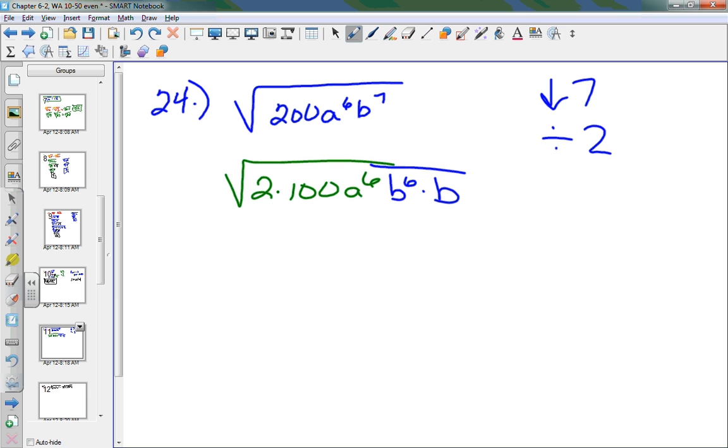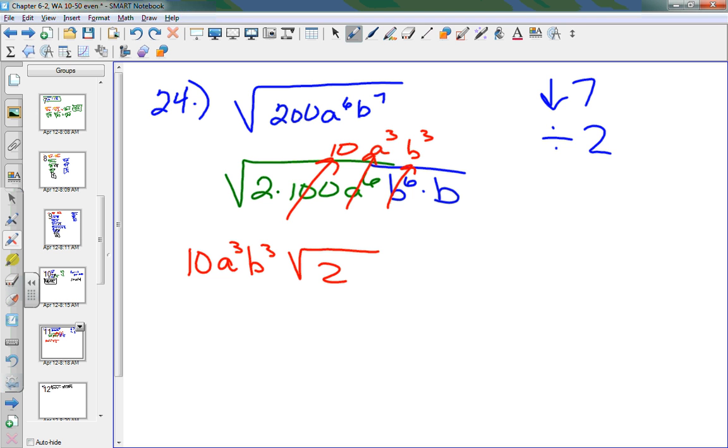Good job, guys. Now, what is the square root of 2? I can't do it. What's the square root of 100? What's the square root of a to the 6? A to the 3rd. 6 divided by 2 is 3. Very good. What about b to the 6th? B to the 3rd. What about b to the 1st? Nothing. It hangs out. So I'm left with 10a cubed b cubed times the square root of 2b.